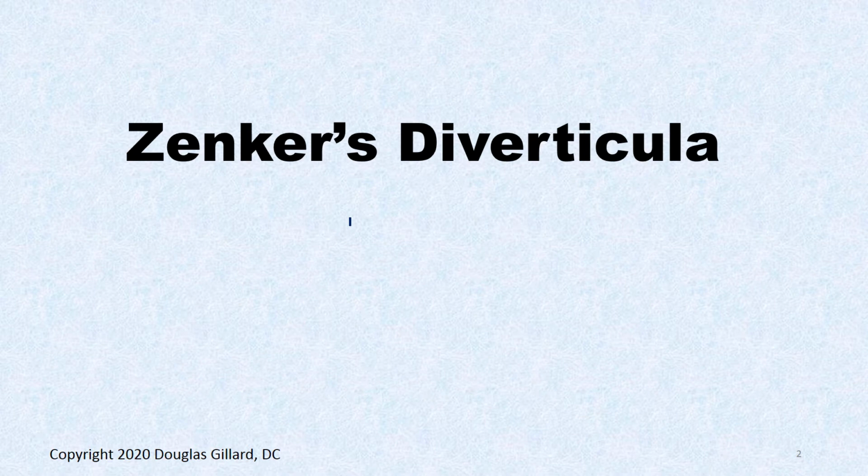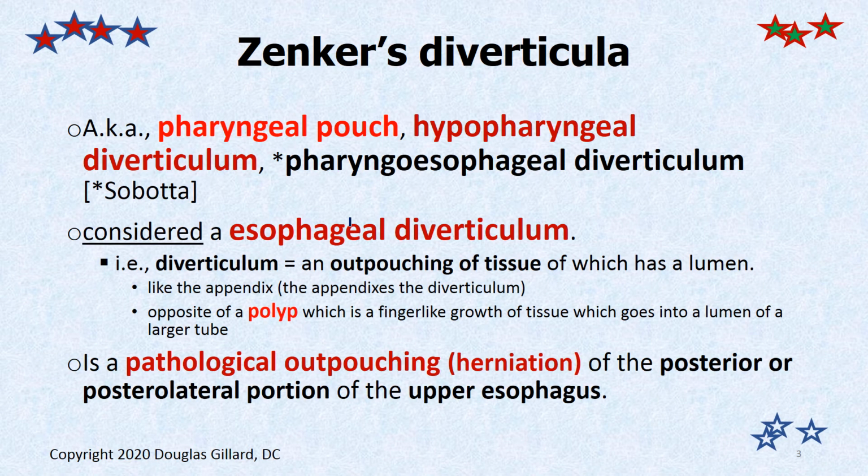So let's talk about Zenker diverticulum. We've been talking about the esophagus. We're actually going to finish the esophagus today. Also known as the pharyngeal pouch, a hypopharyngeal diverticulum, pharyngeal esophageal diverticulum. But I think for boards it's going to say Zenker's diverticulum. It is a diverticulum, so that's an outpouching of a tube, like the appendix is a diverticulum. And remember, the opposite of a polyp, which is an inward growth that is not hollow, is a diverticulum. A diverticulum is hollow. It's an outward growth extension of a tube.